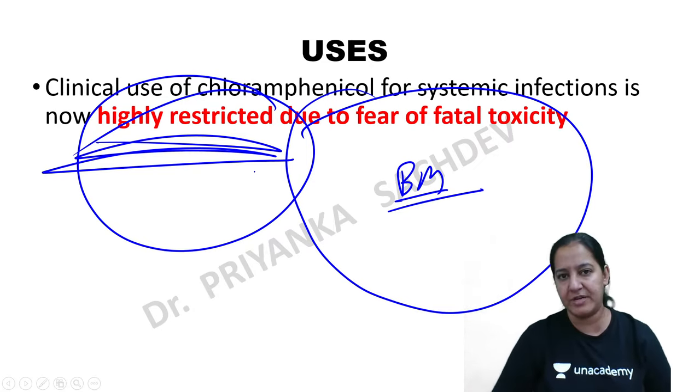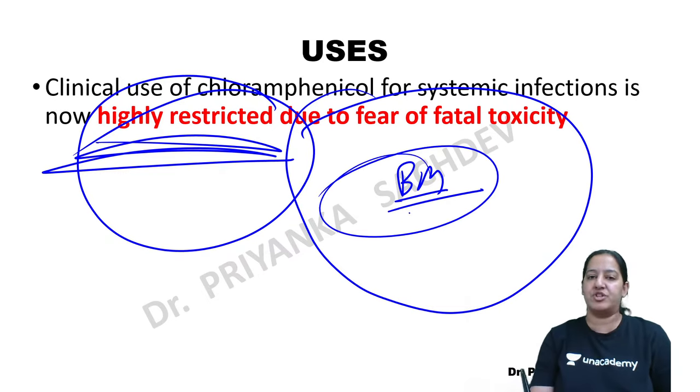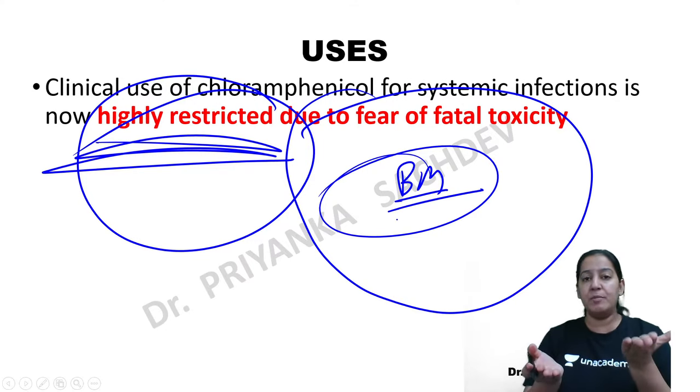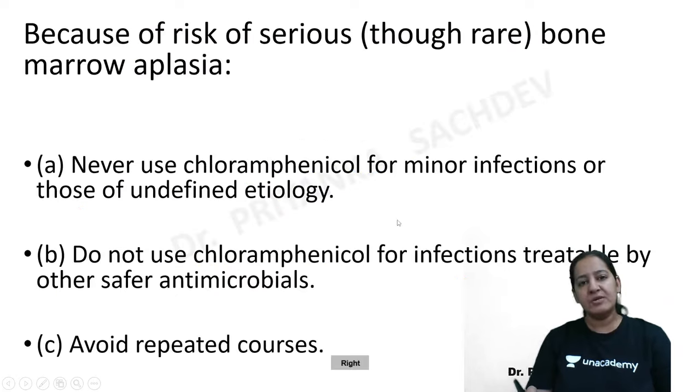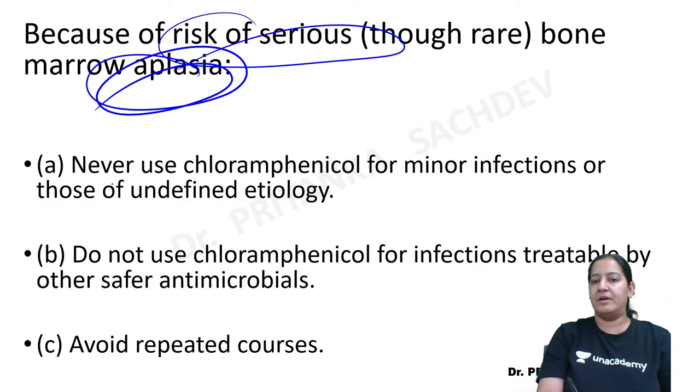Chloramphenicol is not a good antibiotic because side effects are more. The biggest side effect is bone marrow suppression. The patient can be in more trouble as compared to benefit. So in the risk benefit ratio, risk is more as compared to benefit. So that is the point. There is a risk of serious infections, and severe aplastic anemia can be there. So never use chloramphenicol for minor infections.